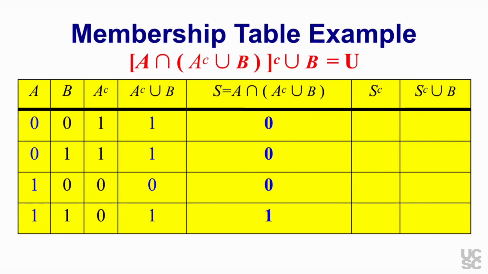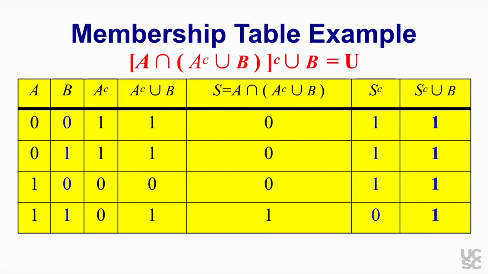Then we complement that, and you see all 1s, except for the last row, which is the one that we have for S, so we have a 0 for the complement of S. And then we have this complement of S, and we have B. If we do the union, then we have that for all possible combinations of membership, there is always at least one element in the resulting set. Therefore, we can conclude that this complex description of a set is equivalent to the universal set.